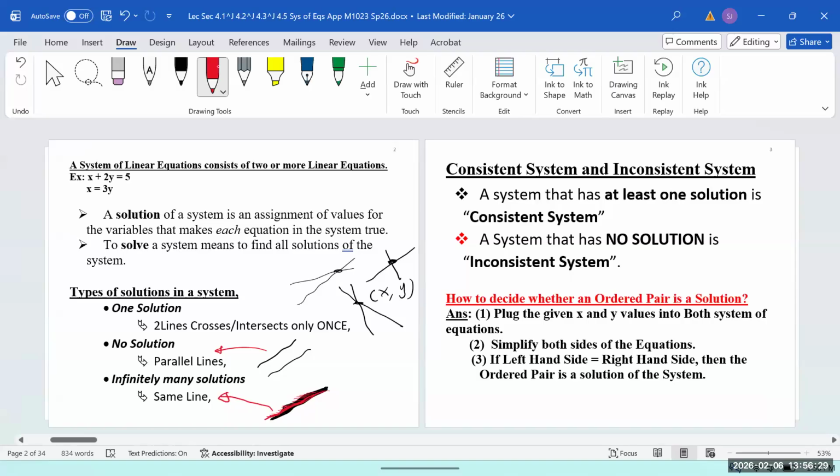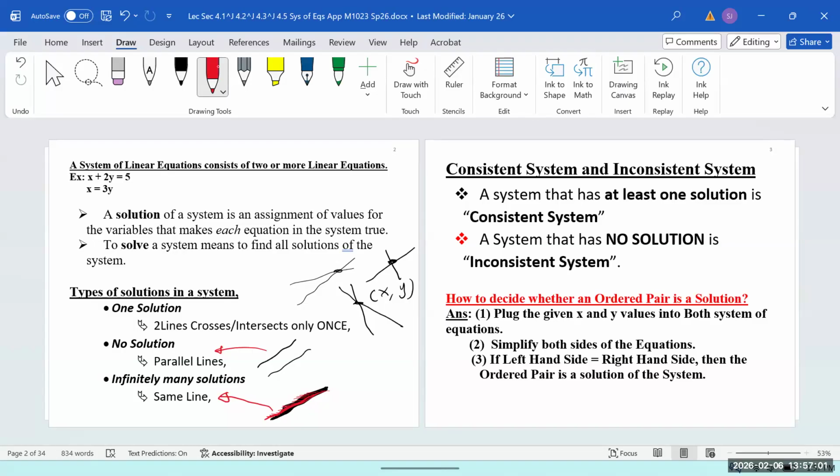Now, when you do have a solution, we call those systems of equations consistent systems. It means they're good, they have a solution. They may have one solution, but they may have 1,000 solutions, but they do have some solution. But if you're working with parallel lines, they have no solution. We call them an inconsistent system. It means the 2 lines you have, they're bad. They never intersect. Okay.